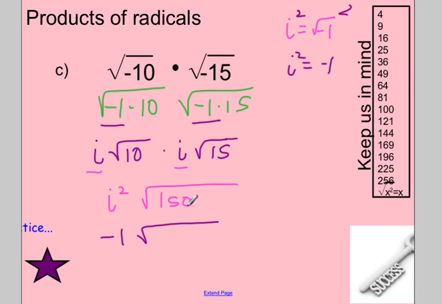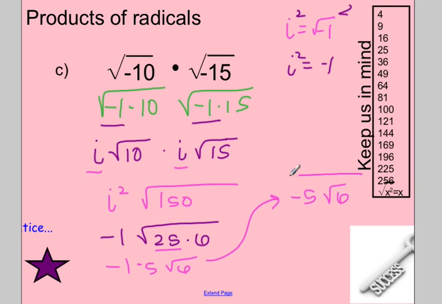I would say to myself, what is my perfect square in 150? 25 times 6. So I would have negative 1 times square root of 25 is 5, square root of 6. So my final answer is negative 5 square root of 6. Okay, there'll be one like this on your homework, so just be careful about that. Got to take care of the imaginary part.